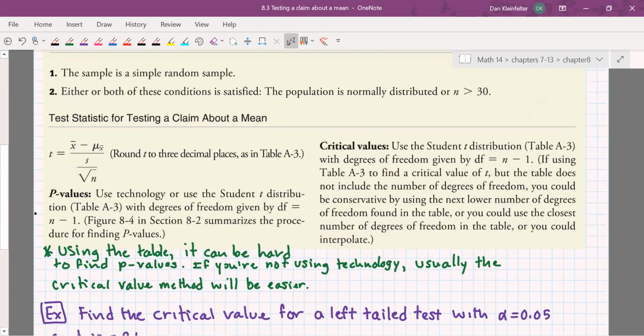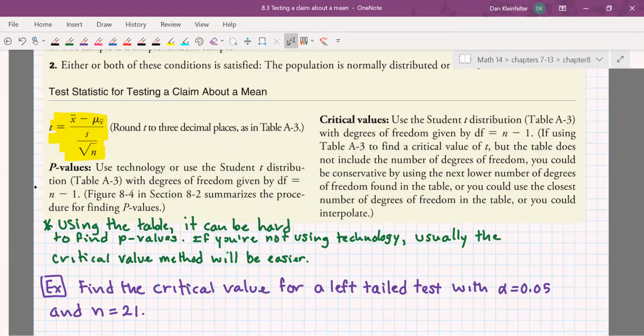An important piece will be our test statistic, which will be t for this because the sigma is unknown, so we'll be using t for the bulk of this section. And that will equal x bar minus mu of x bar divided by s over root n. So that will be an important part, that test statistic.